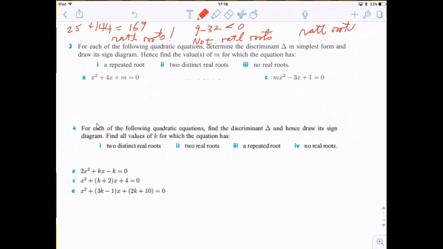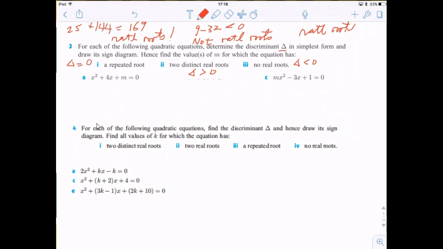Okay, for each of the following quadratic equations, determine the discriminant delta in simplest form and draw its sign diagram. Hence, find the values of m for which the equation has repeated root, two distinct real roots, and no real roots. Okay, so remember, repeated root means that delta is equal to 0. Two distinct real roots, delta is greater than 0, and no real roots is delta is less than 0.